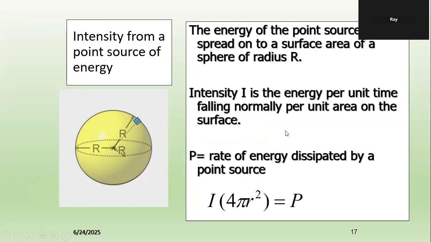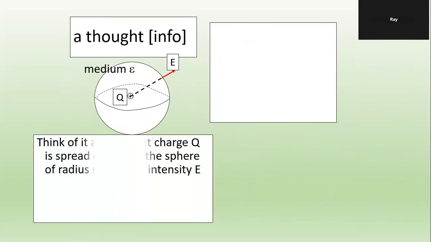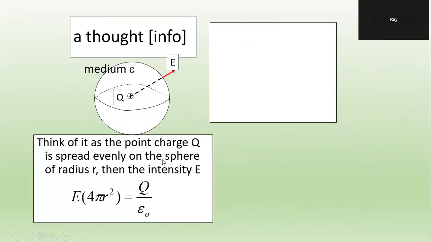Where we define intensity for light, intensity times the surface area of the circle equals power. Intensity is the energy per unit time falling normally per unit area on the surface. For charge, do the same thing. It's a sphere, the electric field a distance r away from the sphere. It's 4 pi r squared, that is your surface area. There's a charge inside with epsilon naught.